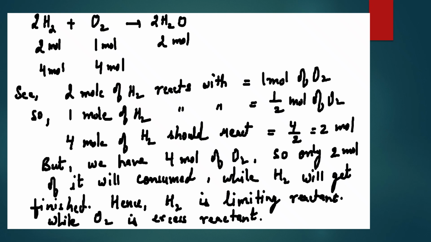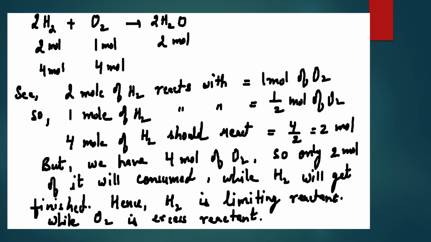Here the balanced equation is 2H2 plus O2 gives 2H2O, meaning 2 moles of H2 react with 1 mole of O2 and give 2 moles of H2O. But we have 4 moles of each. Now by the unitary method, 2 moles of H2 react with 1 mole of O2, as seen by the balanced equation. Then 1 mole of H2 reacts with only half mole of O2. And for 4 moles of H2, we need 2 moles of O2.